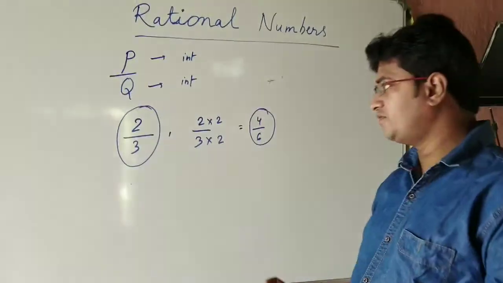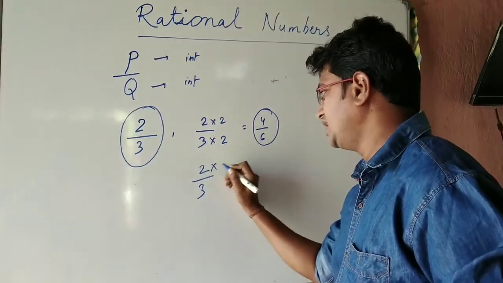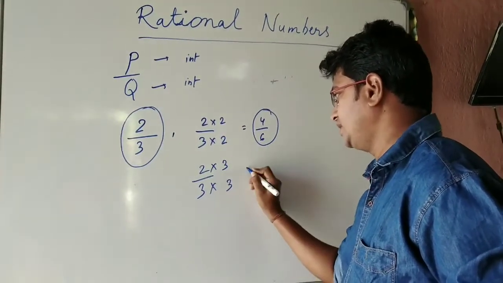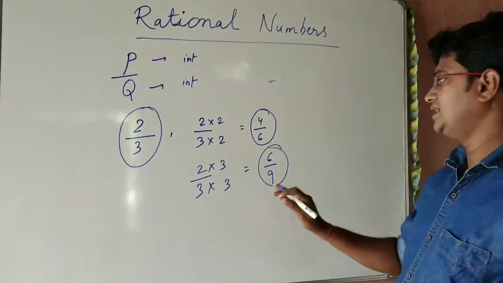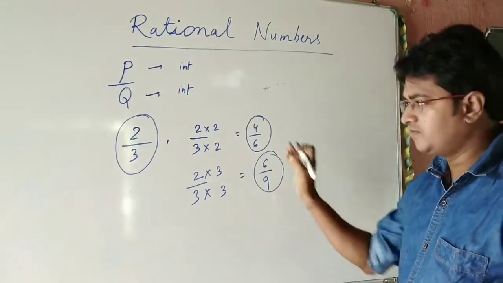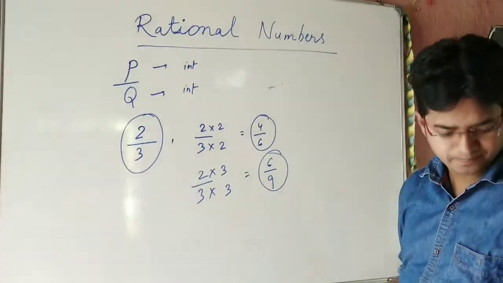If someone asks you to find another equivalent rational number, for 2 by 3, if you multiply the numerator and denominator by 3, 2 3s are 6, 3 3s are 9. So 6 by 9 is an equivalent rational number of 2 by 3. I think this will make your concept clear.